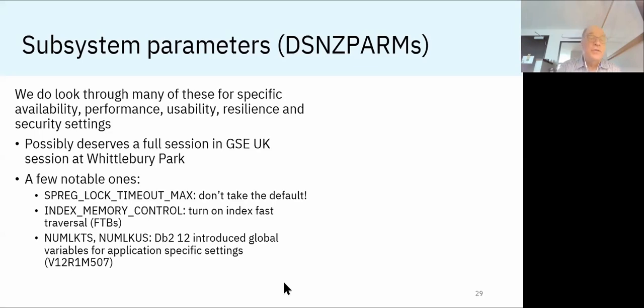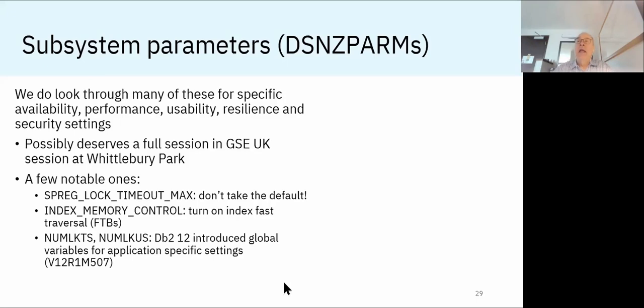Another one that we pay attention to recently is index memory control. This is about using index fast traversal blocks, or FTBs, which we recommended back in 2016 when version 12 first came out that customers not use until we cleaned up technical debt. Customers should be using them now. And so we definitely look at that. And then one of the interesting ones, a lot of customers have some very interesting values for the number of locks per table space and number of locks per user.